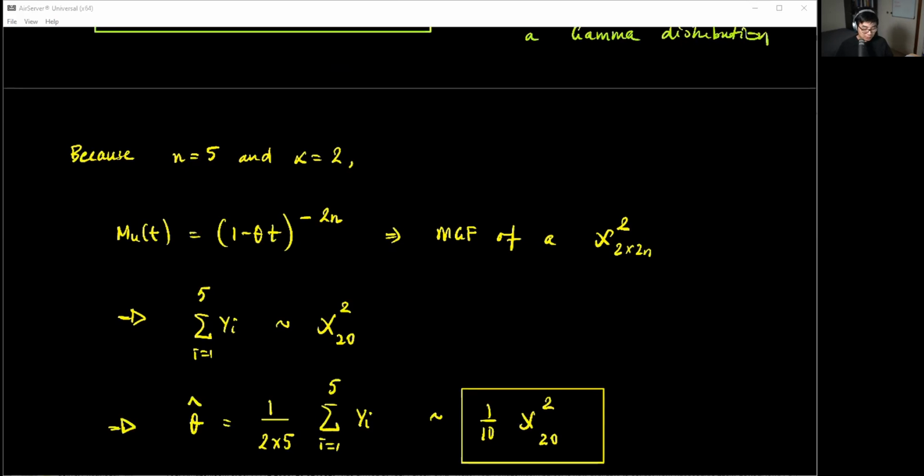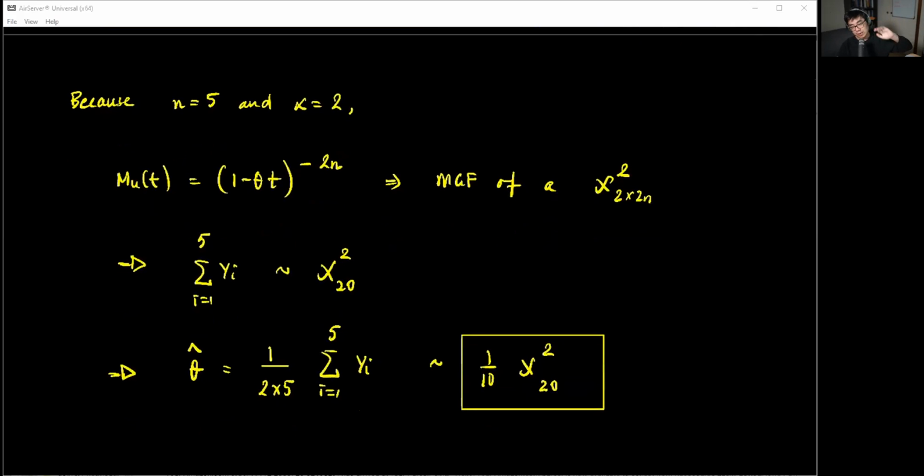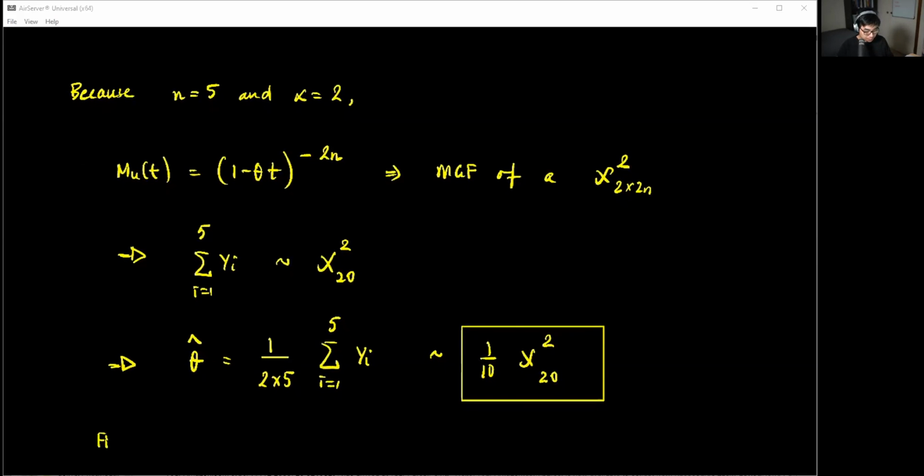All you have to do is find the critical values from the chi-squared, and then you can do your CI. So you need to find critical values, and from the critical values, you can get a CI for theta given theta hat. That's the general gist of how to do that.